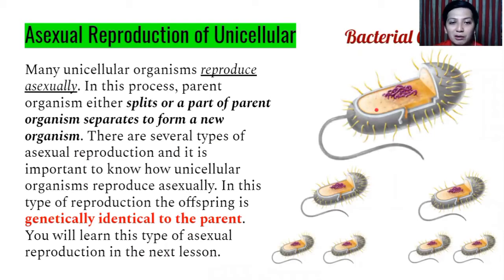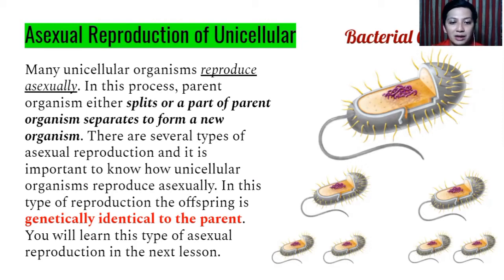Many unicellular organisms reproduce asexually. In this process, the parent organism either splits or a part of the parent organism separates to form a new organism. So there are several types of asexual reproduction, and it is important to know how unicellular organisms reproduce asexually. So pag sinabi natin asexual, the letter A at the beginning of the word means absent. So it doesn't need sex cells or gametes for them to be able to reproduce.